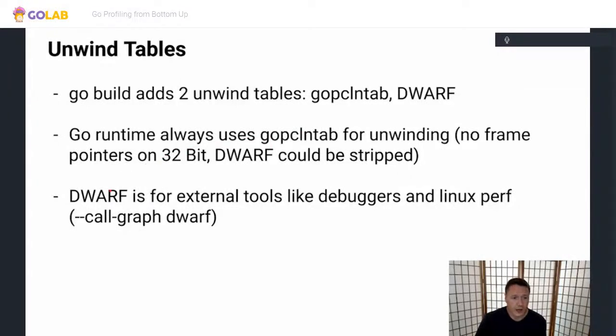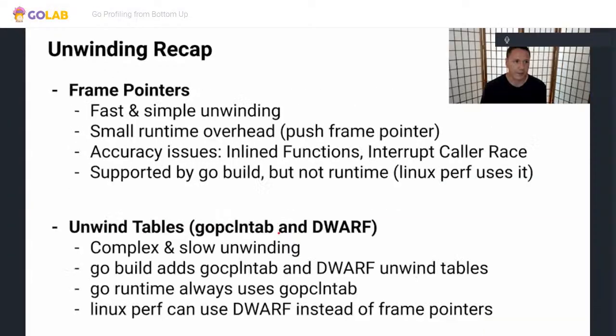DWARF, on the other hand, the unwind tables are used for external tools. So if you ever use a debugger or something like Linux perf with the --call-graph dwarf option, then you're going to use DWARF unwind tables to unwind the stack.